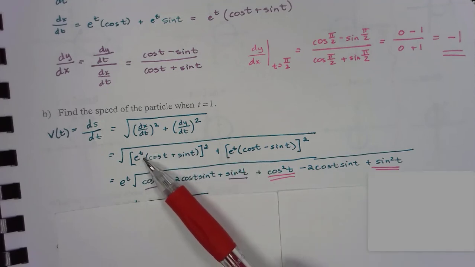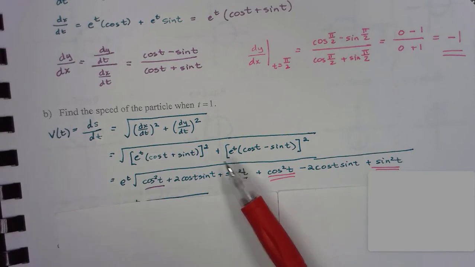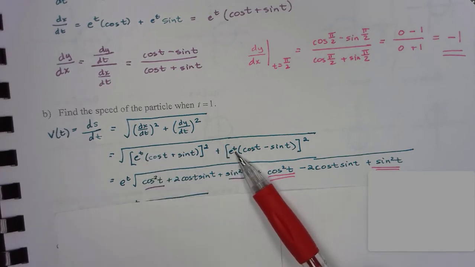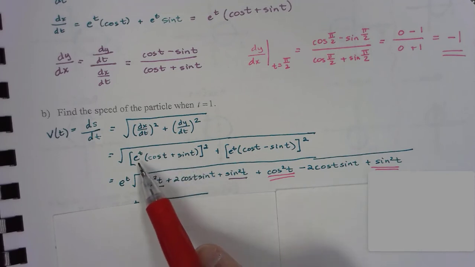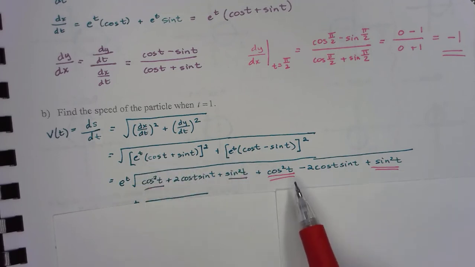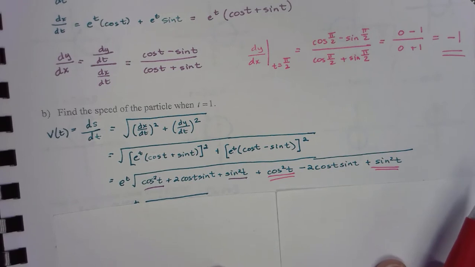And again, I can pull out that e to the t from both of them. This is e to the t squared. This is e to the t squared. I can factor out both, and it gets to come out because it's e to the t squared. Again, I have e to the t squared times all of this, plus e to the t squared times all of that. The square root of e to the t squared is e to the t. So that's nice that that can come out.